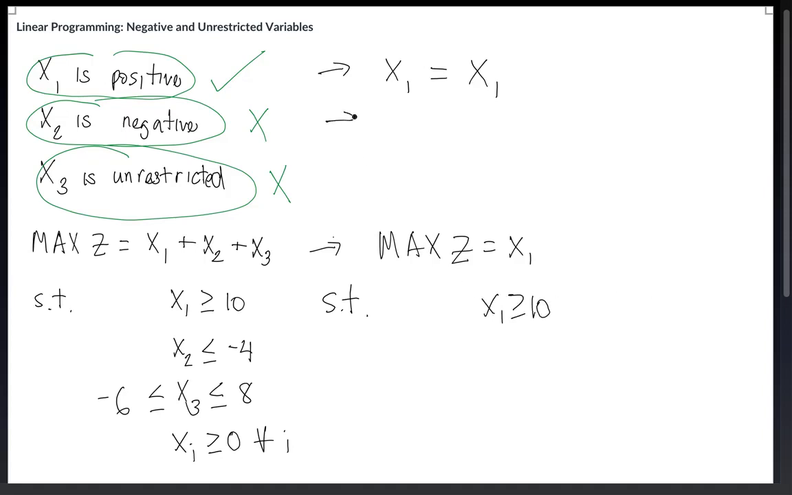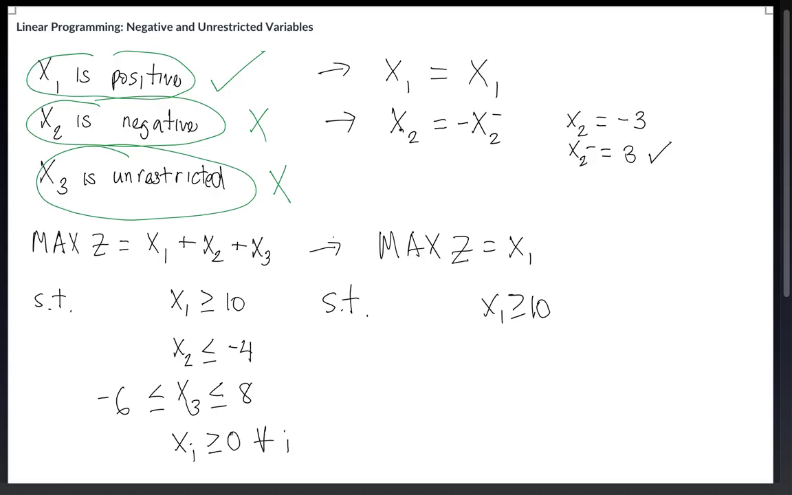Next, how about x sub 2? x sub 2 is negative. So how do we represent a negative variable using a positive variable? If that makes sense to you, I hope it does. It made sense in my head. So we can just have x sub 2 is equal to negative x sub 2 minus. So if x sub 2 is negative 3, then what will x sub 2 minus be equal to? That will be equal to 3, which is positive, which will be accepted in the linear program. So we add that here.